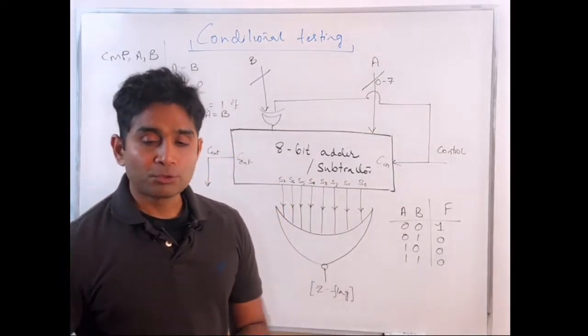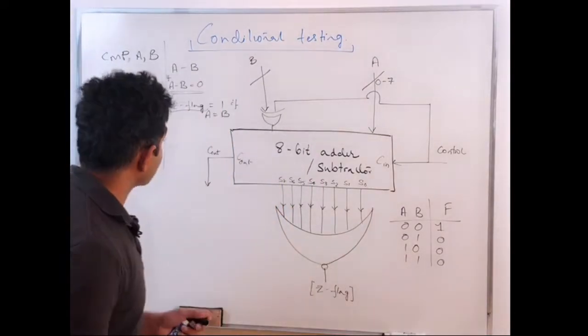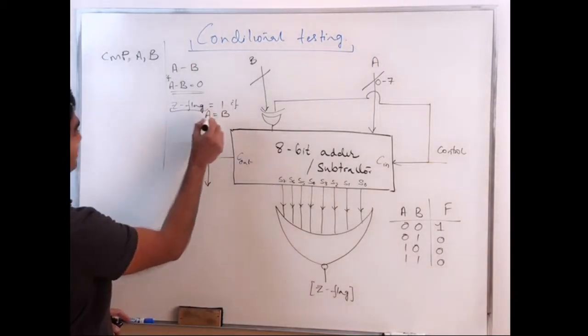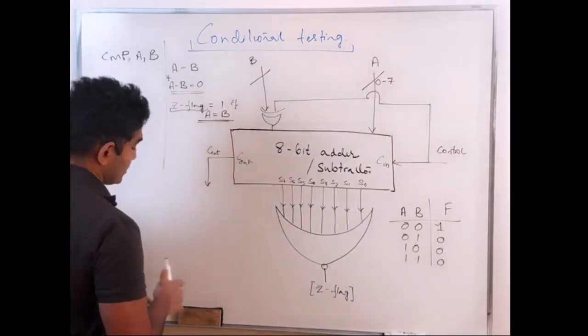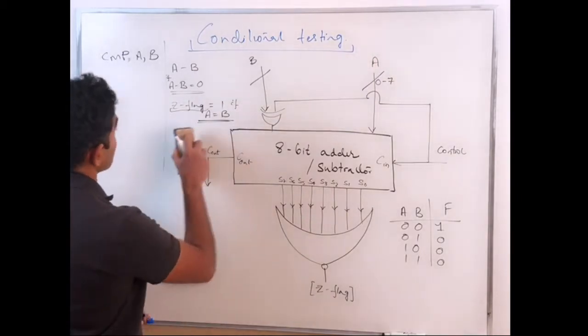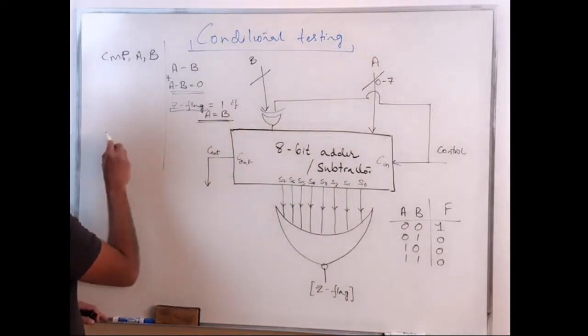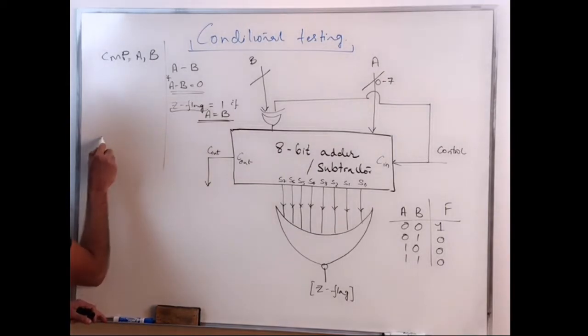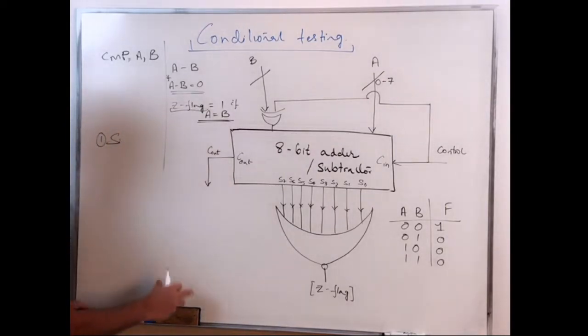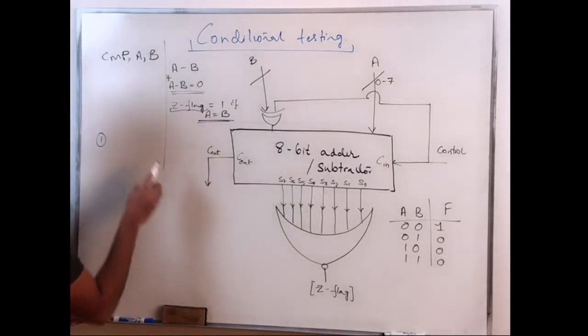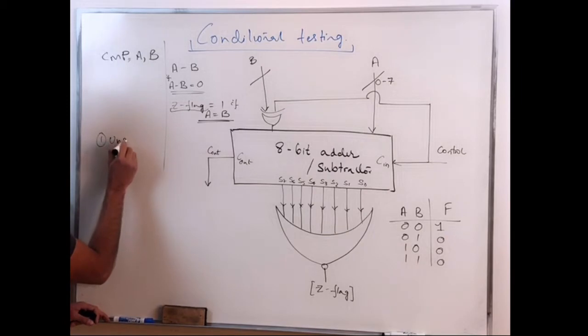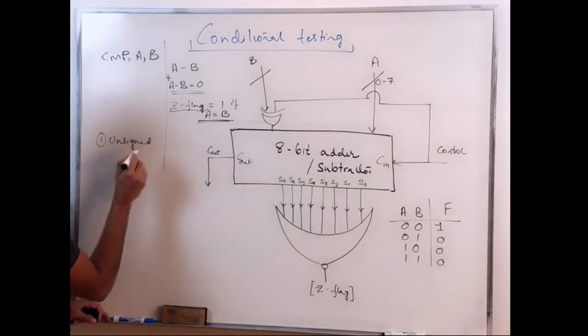Likewise, we can do a number of different conditional tests. This is one conditional test, A equal to B. Let's work with unsigned numbers first, because unsigned numbers are simpler to work with. So let's work with unsigned number conditional testing. Now that brings us to the next question.